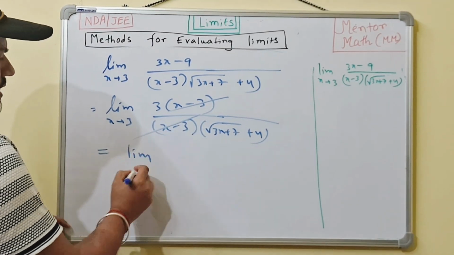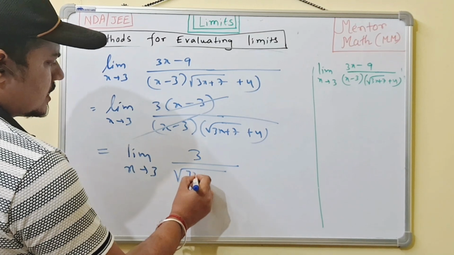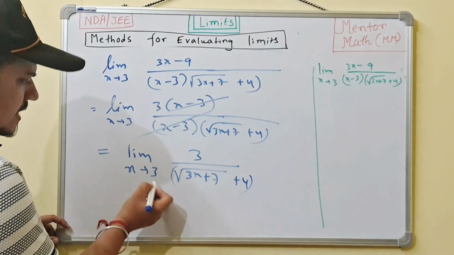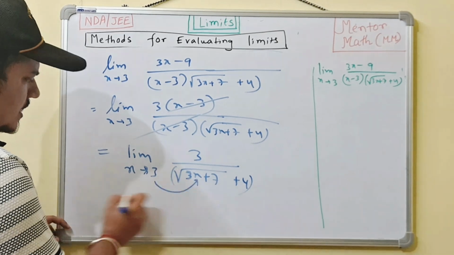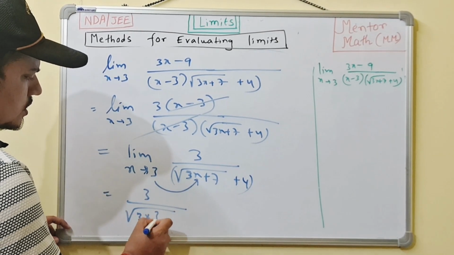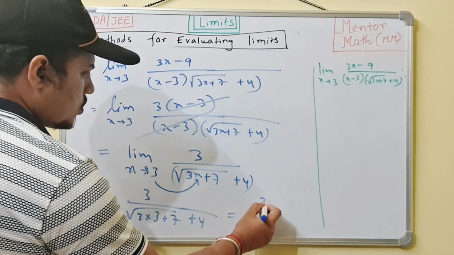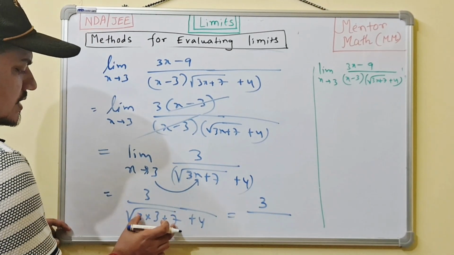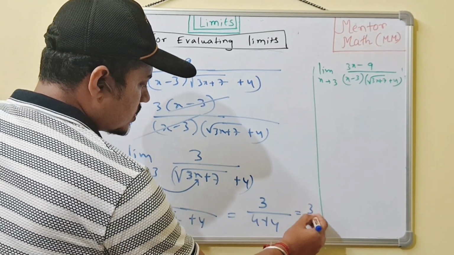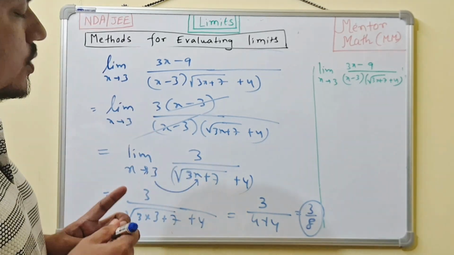So we have 3 by (root under 3x plus 7 plus 4). Now you can substitute easily x by 3. So we have 3 by (root under 3 into 3 plus 7 plus 4). And finally, 3 into 3 is 9, plus 7 is 16, root is 4, plus 4, and you finally got the value 3 by 8. So that is your final solution, 3 by 8.